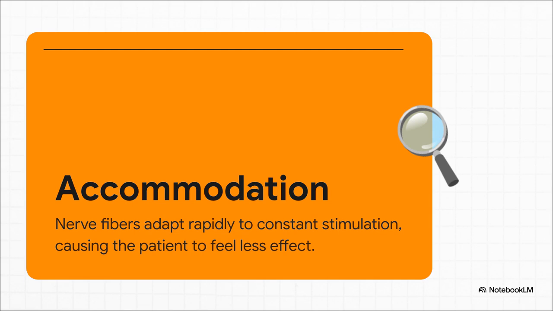Well, the crucial point here is understanding the physiological problem we are trying to solve, which is accommodation. Nerve fibers are incredibly smart. They adapt really rapidly to constant, unchanging stimulation. If you just blast 100 Hz continuously, after a few minutes the patient is going to feel less and less stimulation. The therapy basically loses its punch. Frequency sweeps are engineered specifically to solve this exact issue. By continuously altering the frequency, we keep the nervous system guessing, which delays that accommodation.